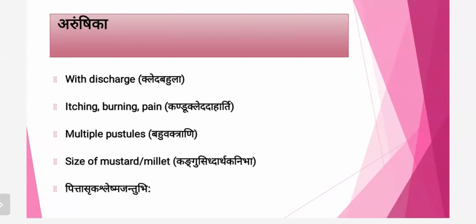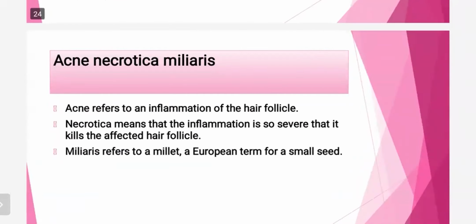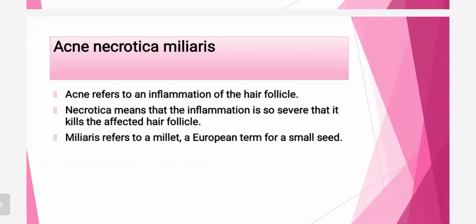And the dosha is the Pitta, Asrik, Pitta, Rakta, and Kapha. Kapha has a great role because of its thick exudation. So this condition in modern terms is mentioned as acne necrotica miliaris. So it is shaped like millet. It refers to an inflammation of the hair follicle, termed acne, and necrotica means the inflammation is so severe that it kills the affected hair follicle, and miliaris means it resembles millet. So this is the condition.